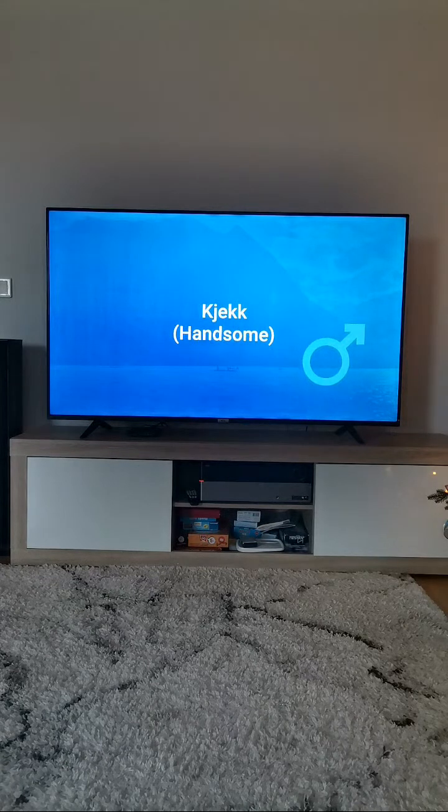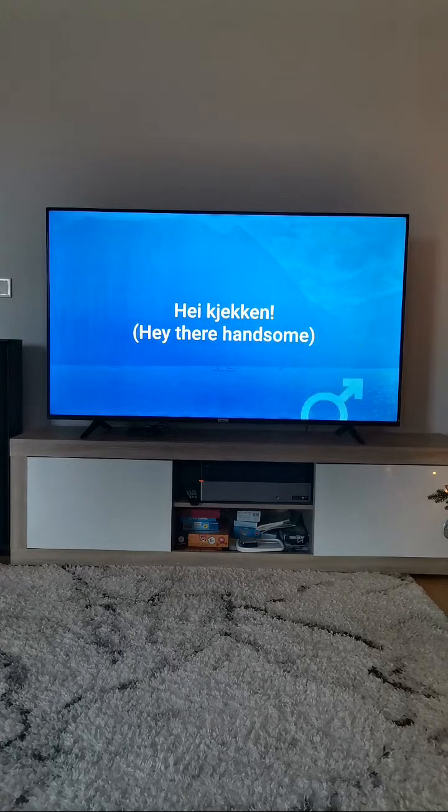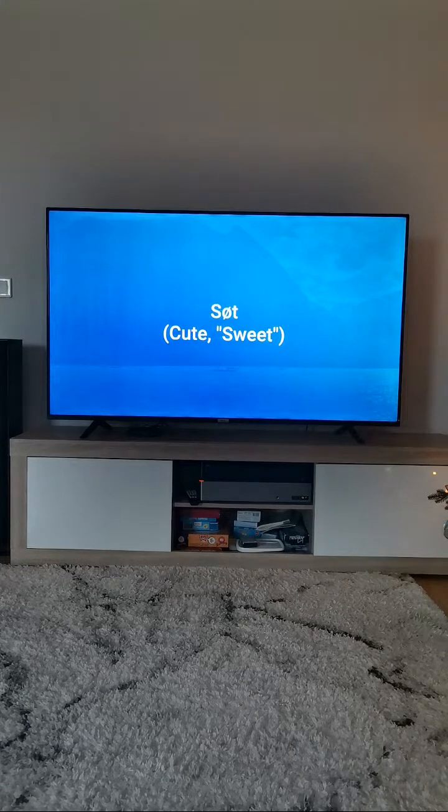Kjekk. This means handsome and is used for male people. Kjekken. This is handsome as a noun. So an example of using this would be Hei kjekken. Hey handsome. Søt. This means cute and literally means sweet. Søta. This means cutie, and you use this word for female people.